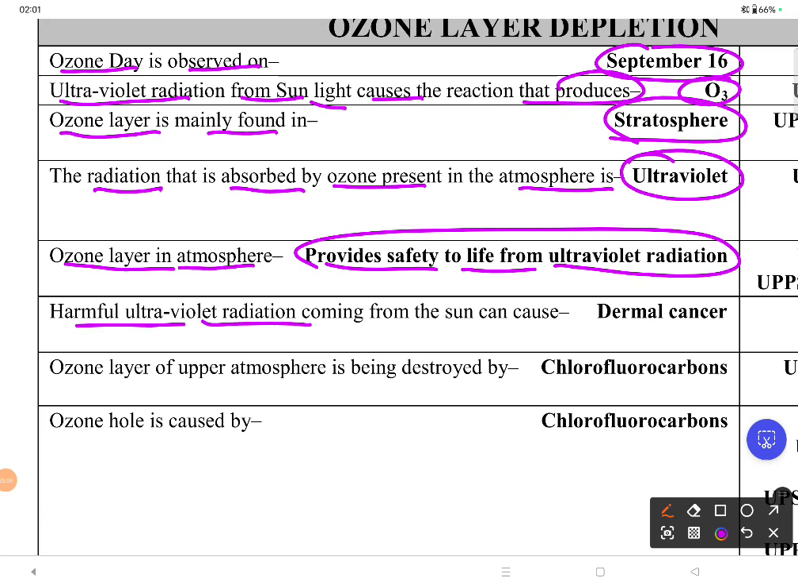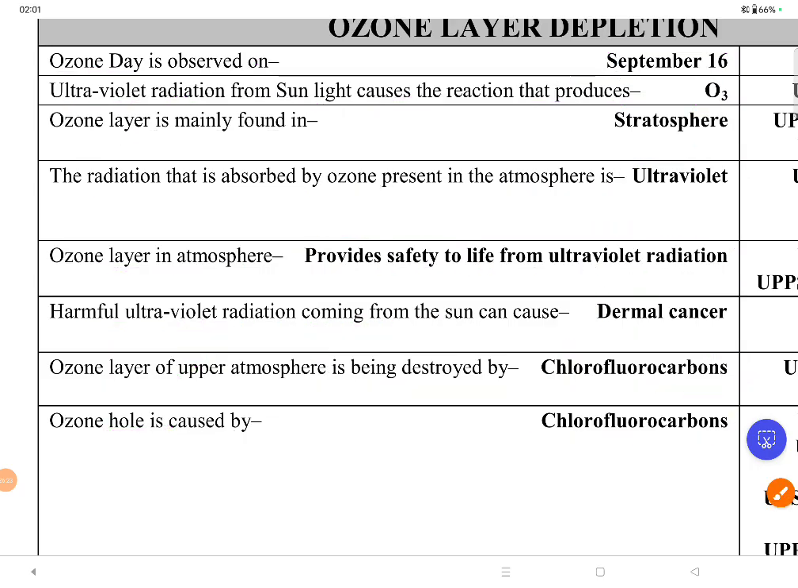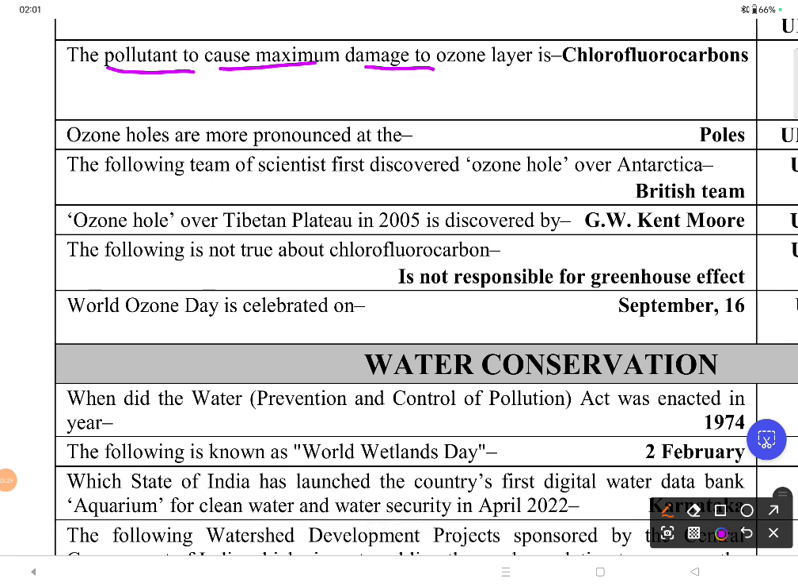Harmful ultraviolet radiation coming from the sun can cause dermal cancer. Ozone layer of upper atmosphere is being destroyed by chlorofluorocarbons. Ozone hole is caused by chlorofluorocarbons. The pollutant to cause maximum damage to ozone layer is chlorofluorocarbons. Ozone holes are more pronounced at the poles.